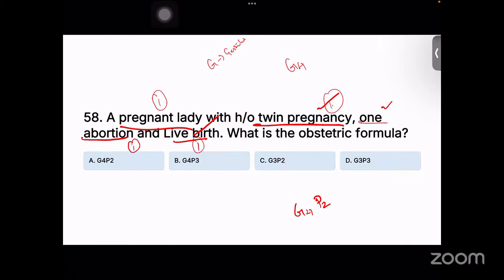And speaking about the P, we have the term babies, sorry, the deliveries after 20 weeks. She has one live birth and one twin pregnancy, so we consider it as two, because the abortion happened before 20 weeks, so we don't count it now. Since the current pregnancy term has not been mentioned, we cannot count it. So G4P2 is the ideal option here.